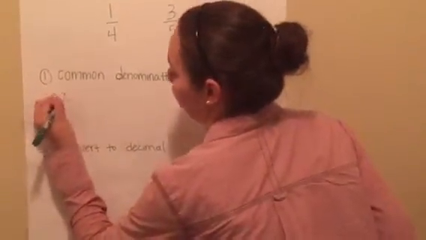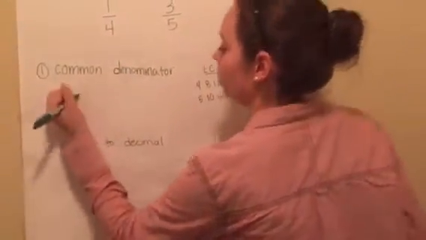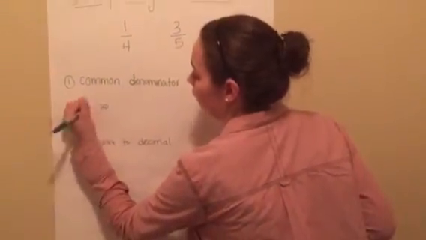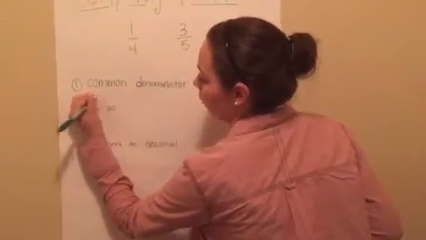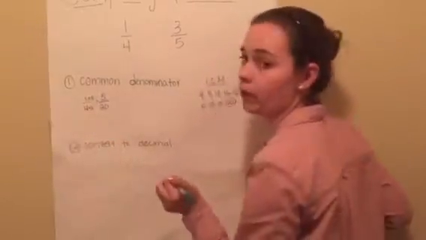So for 1/4, 4 times 5 gives us 20. So we want to multiply the denominator and the numerator by 5, and that will give us 5/20.